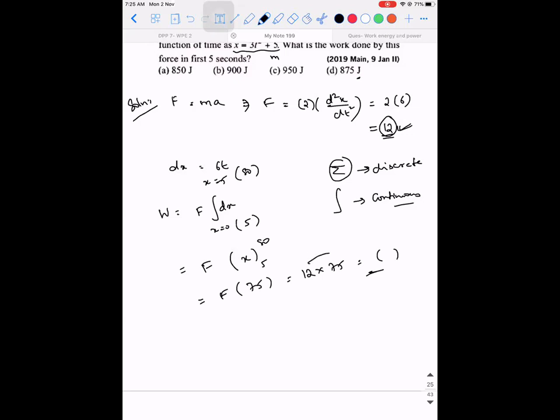Final. So 12 into 70 is 840. 12 into 5 is 60. So 900 should be the answer. Guys, did you understand? Okay. Now comes the important point. So 900 joule is the answer.